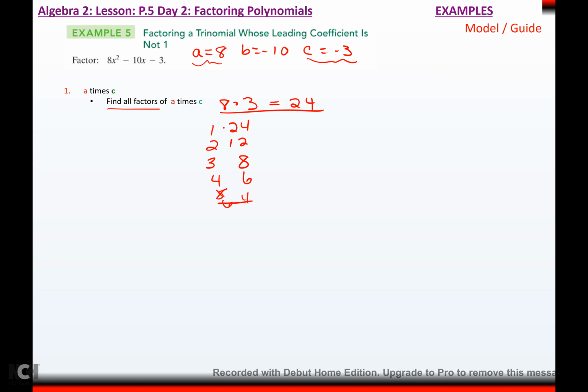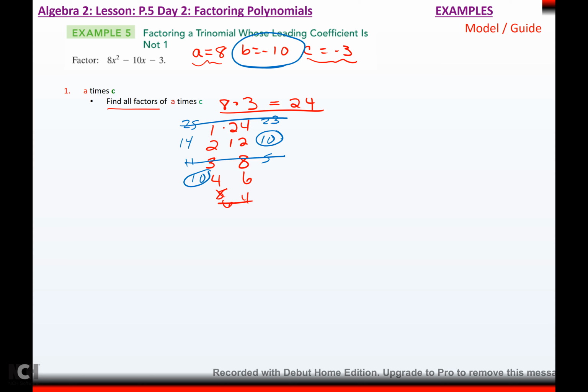And just like when a is 1, I'm trying to make b. Remember, everybody wants to be the b. So I'm trying to find a pair that I could make 10 out of. Again, don't worry about the sign for now. If I add 1 and 24, I get 25. Subtract, I get 23. Nope. Add 2 and 12, I get 14. Subtract 2 and 12, I get 10. Yep. Now be careful. Most of the time, people find it and they stop. Keep going. Add 3 and 8 is 11. Subtract 3 and 8 is 5. Nope. Add 4 and 6 is 10. I can make it two different ways.